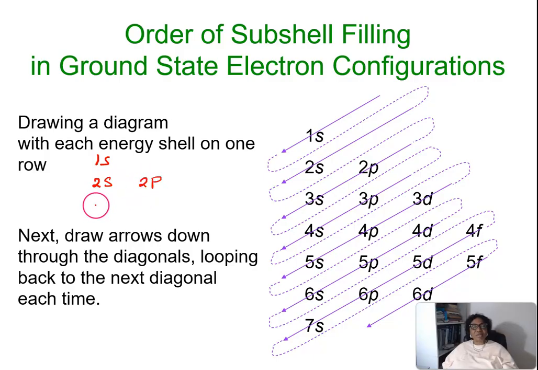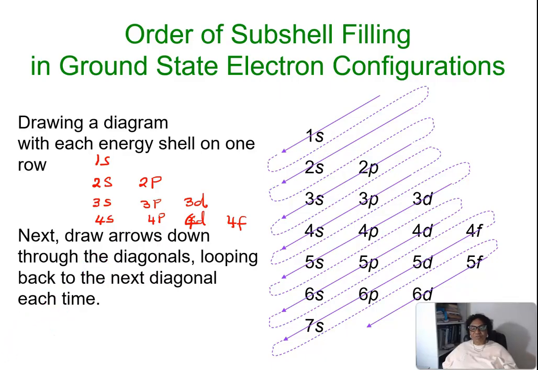I want to show you how we write it. Then we have 3s, 3p, and 3d. I will not go right to the 5. Then this one we have 4s, 4p, 4d, and 4f.